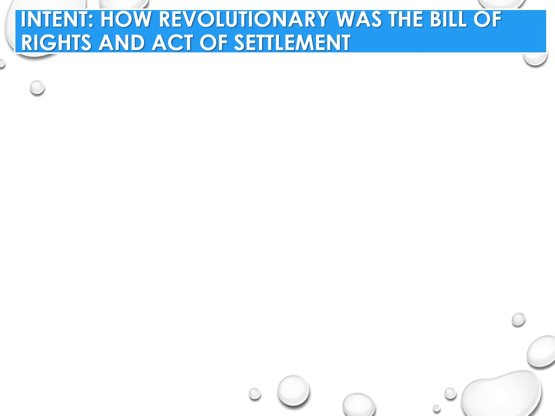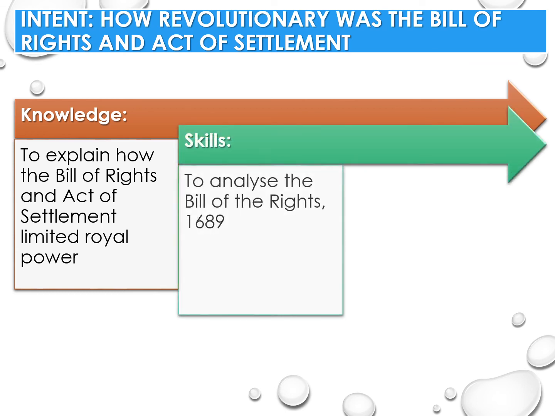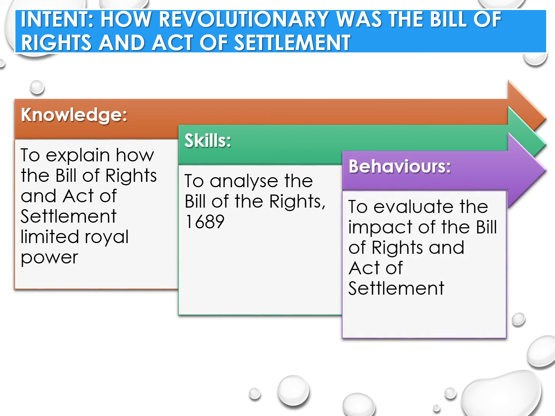The intention of this lecture was for you to consider how revolutionary the Bill of Rights of 1689 and the Act of Settlement of 1701 were in limiting royal power. Knowledge-wise, you will be able now to explain how the Bill of Rights and Act of Settlement limited royal power. Skills-wise, you need to analyse the Bill of Rights 1689 via 9 of its clauses, and behaviourally, you need to evaluate the impact of the Bill of Rights and Act of Settlement and make a judgment on which one had the most impact on royal power.